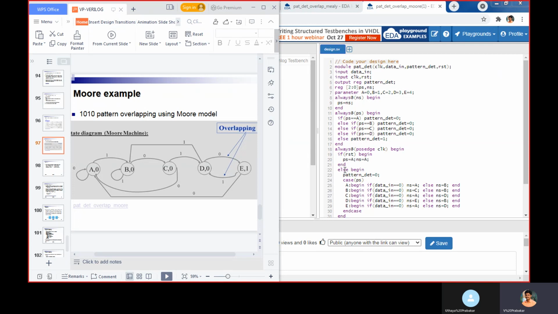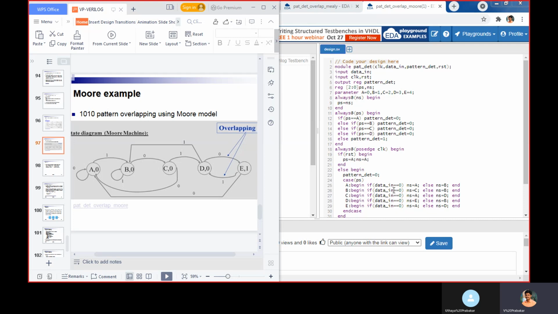Then always at the positive edge of the clock, if it is reset, present state and next state point to the starting state A. Then when not reset, pattern detect is 0. Based on the present state, we will choose the alternative and we are checking for the input. Based on the input, it will move to the next state. Next state will be assigned. When next state changes, here line number 8, each time next state varies, we are assigning the next state to present state. Then based on that, it will select the next state.